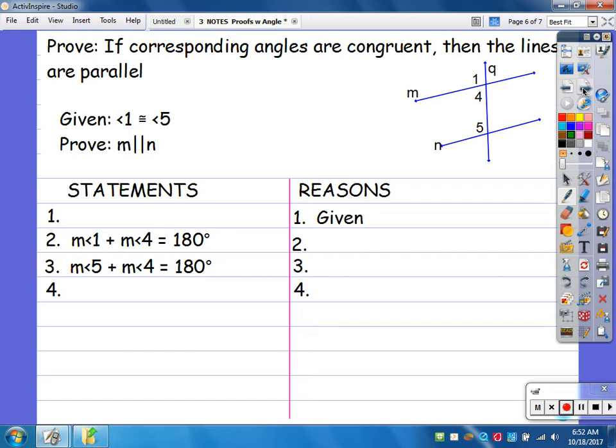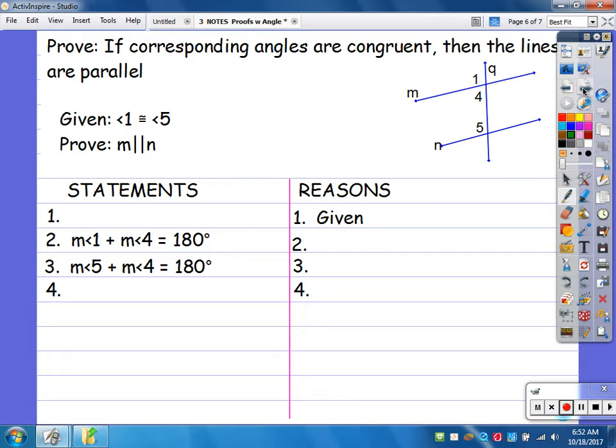All right, next. So again, we're filling in the blanks here, which makes it a little bit easier. If corresponding angles are congruent, then the lines are parallel. So notice this time, instead of proving angles are congruent, we're trying to prove that the lines are parallel. So again, I can't use anything about corresponding angles in order to say that.